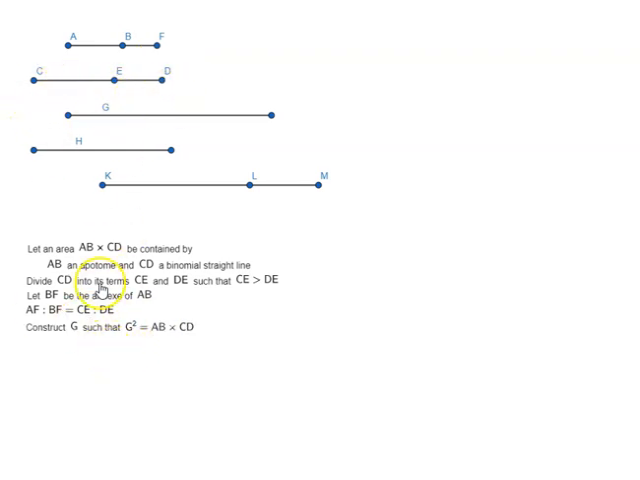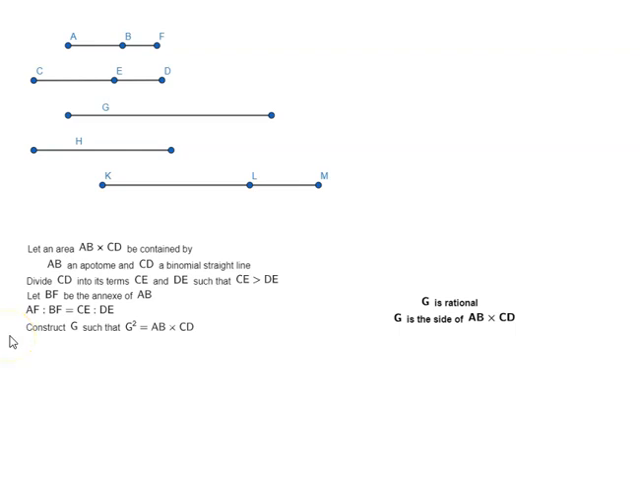Now we construct G such that the square on G is equal to the rectangle AB by CD. Then what the proposition says is that G is rational. And with this itself, we know G is the side of AB by CD. So the main thing we have to prove is that G is rational.